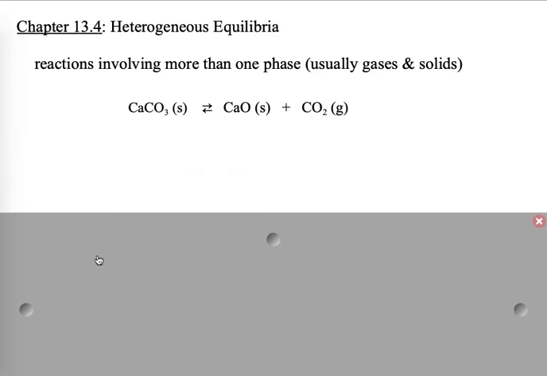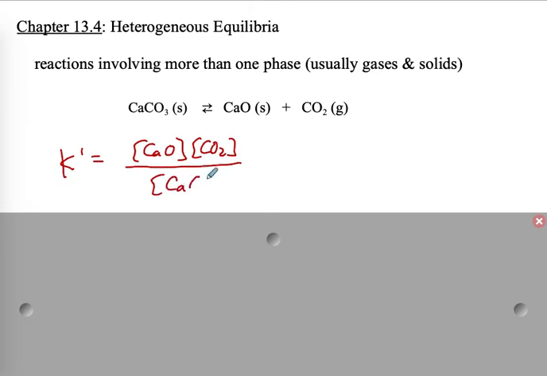If I write out my equilibrium expression for it, let's call this K prime, it will be the concentration of calcium oxide times the concentration of carbon dioxide divided by the concentration of calcium carbonate. Okay? Well, I understand the concentration of carbon dioxide, but what does it mean to talk about the concentration of the solids, calcium oxide and calcium carbonate?